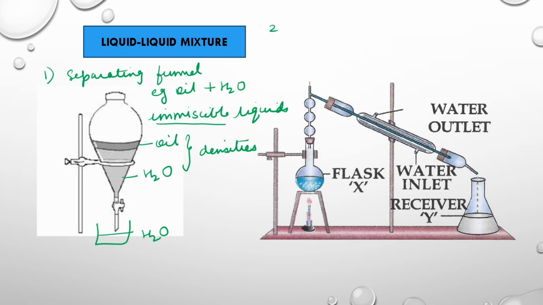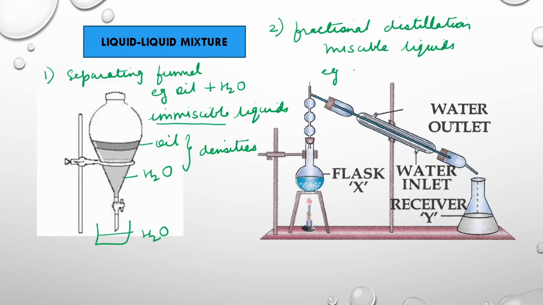fractional distillation. In fractional distillation, we have the example of miscible liquids. Now, what are miscible liquids? Miscible liquids are those which mix into each other, but they have difference in their boiling points. So, for miscible liquids, you need to remember the example of methyl alcohol and water, and methyl alcohol has a lower boiling point as compared to water. Water, we all know, has a boiling point of 100 degrees Celsius.